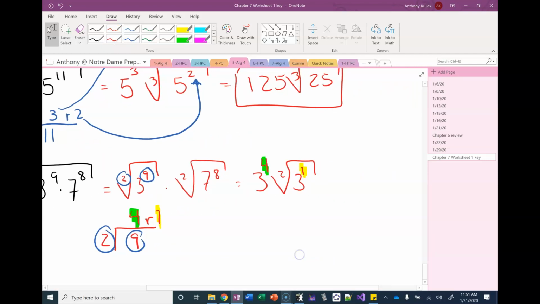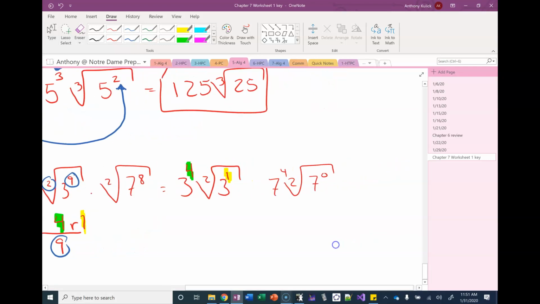Now we're going to do the 7s. Okay. How many exchanges can we do with the 7s? 4. So I'm going to have 7 to the 4th. And then how many 7s are left over? 0. What is any number other than 0 to the 0 power equal to? It's equal to 1. So anything to the 0 power other than 0 gives you 1.